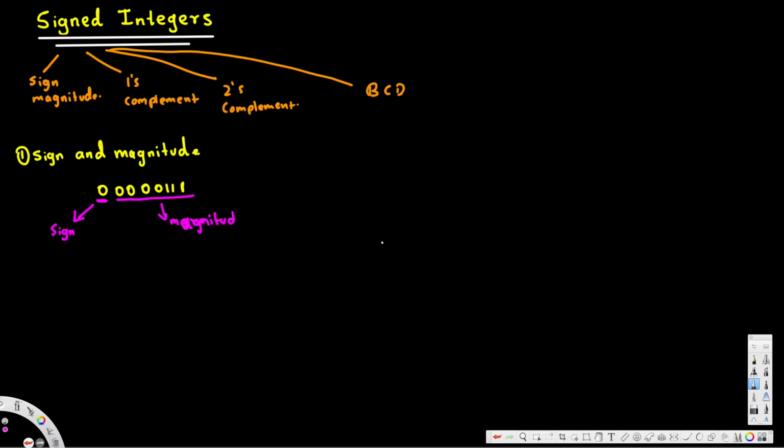Now here this number is 7 because it goes 1, 2, 4, 8, doubling each time. So here you can see 4 plus 2 plus 1, that's 7. Based on the leftmost significant digit, we determine whether it is positive 7 or negative 7. Here it's 0, which means this is a positive 7. Let's look at a question.